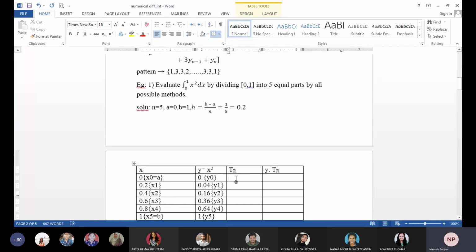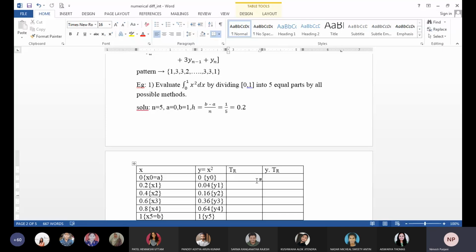Now in this case, when it says all possible methods, here my n is 5, which is odd. So here only the trapezoidal rule is applicable, and nothing else. Because Simpson's 1/3 is applicable only when n is even, but n is odd, so that is ruled out. 3/8 is applicable when n is a multiple of 3. 5 is not a multiple of 3, so that is also ruled out. So here only the trapezoidal rule applies.